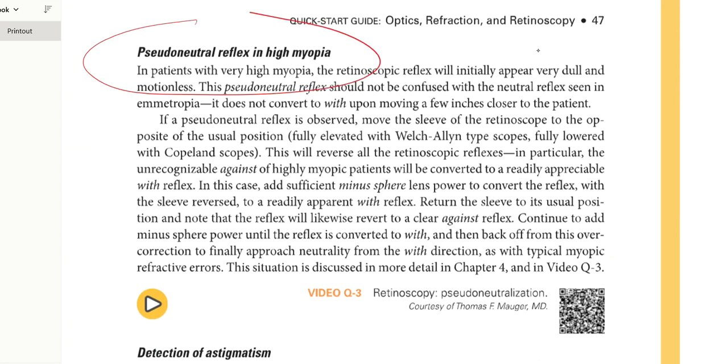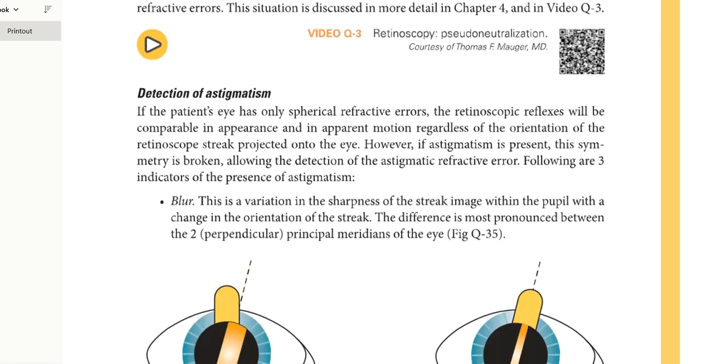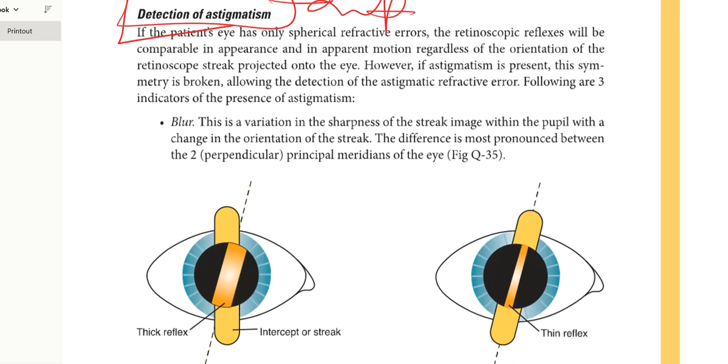Pseudo neutral effects, important. Detection of astigmatism, important. In this, I was talking about blur.